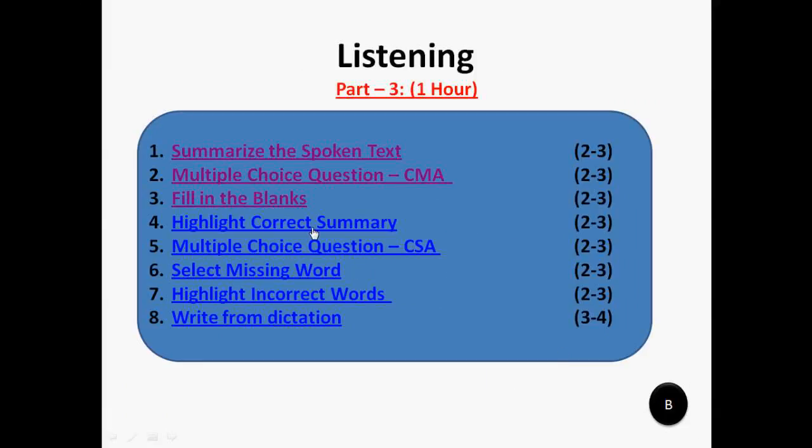And then comes highlight correct summary. Now in this, once again, you'll hear a lecture maybe for 1 minute 20 seconds or 1 minute 30 seconds. And then you'll have 3 paragraphs or 4 paragraphs given. These are the summaries. Just like how you've done summarize written text, even here, you've got a summary, but you're not reading the summary. It is someone who's talking about some topic and you have to analyze it and match up with the right summary. Very easy. It is very easy.